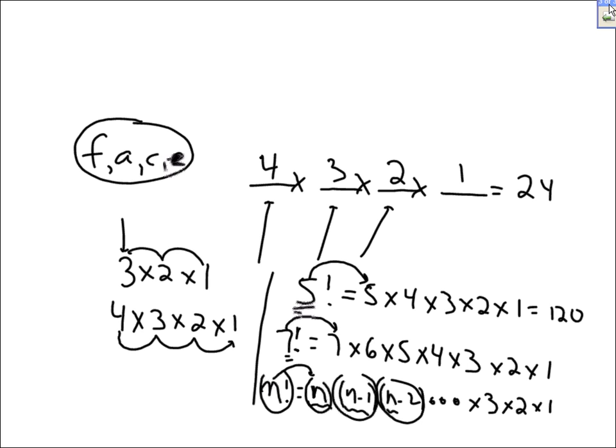10 minus 2 is 8 times 7 times 6 times 5 times 4 times 3 times 2 times 1. There are numbers in here. For example, if I was really going to write down 10 factorial or 100 factorial, I'm not going to write this. I'm not going to say 100 factorial is 100 times 99 times 98 times 97 times 96 times 95 until I get to 1. I just put 3 dots.